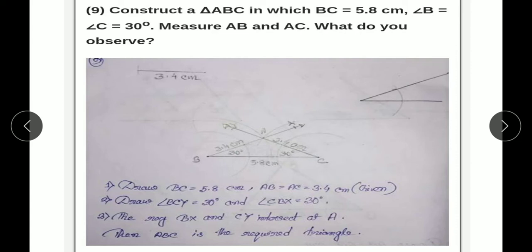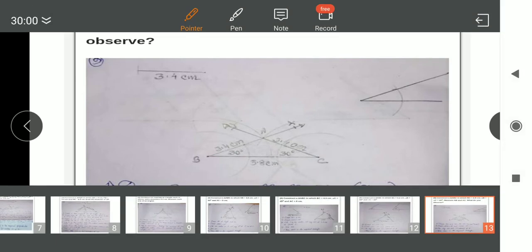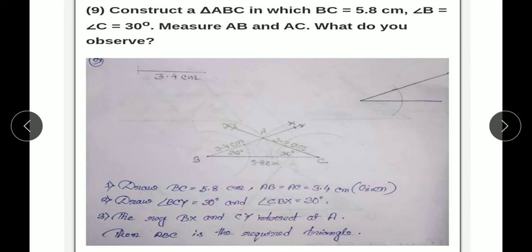With the help of ruler and compass, we draw a line of 3.4 centimeter from both points B and C and intersect at A. Then ray BX and CY intersect at A. Yes, clearly know that. Then ABC is the required triangle.